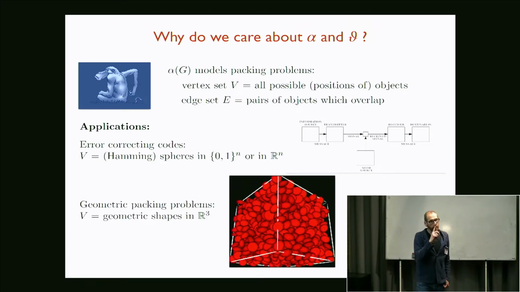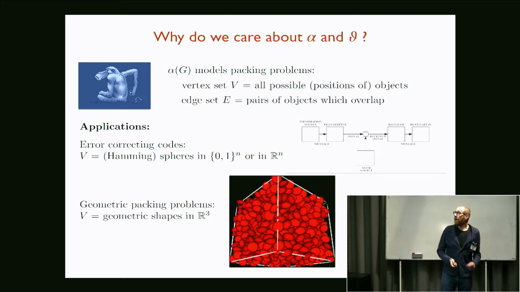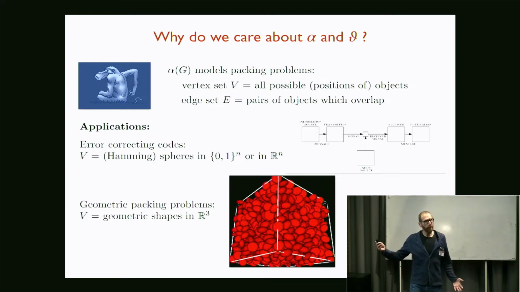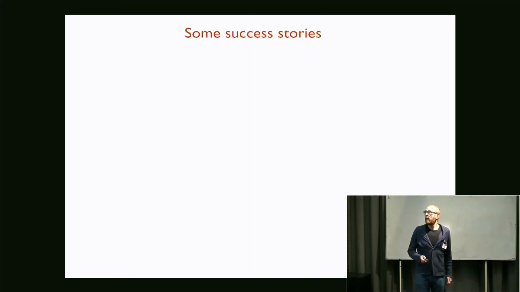You can also look at really concrete packing problems in dimension 3, where you, for example, want to pack geometric shapes like these ellipsoids here, or I think these are M&Ms. You want to pack these M&Ms as densely as possible in some container. So this is another application. As I said, finding alpha, the optimal solution, is a hard problem. But using theta, you can find interesting bounds for it.